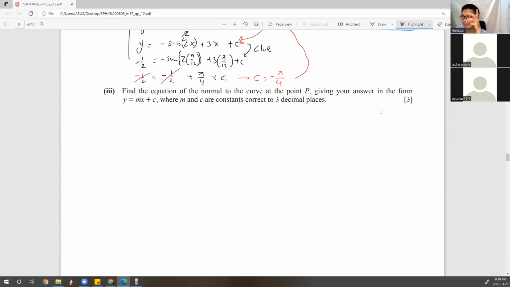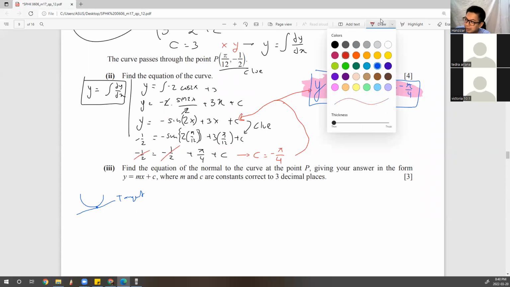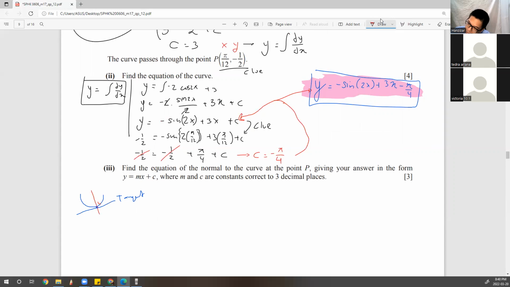Okay, find the equation of the normal to the curve at point P. So we have the P, normal. Remember, normal is always 90 degree with the tangent. So for example, I have the curve. This is the tangent, of course, touching the line of the curve. The normal will be on the same point, but it's 90 degree. So this is a normal curve at point P. So write down one more time. The P equals pi over 12, comma negative 1 over 2, with the gradient of the tangent.